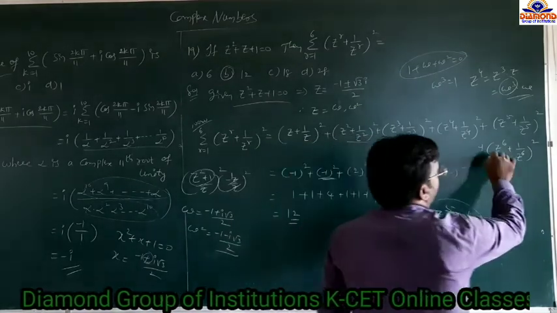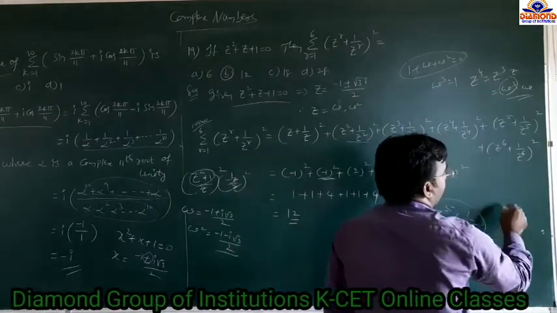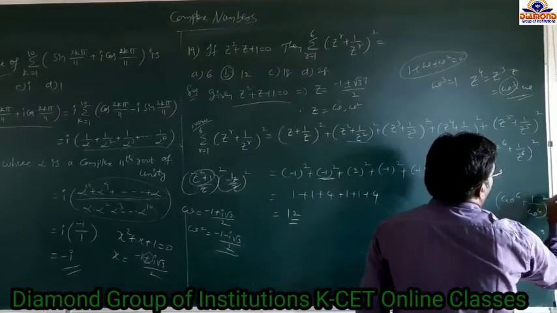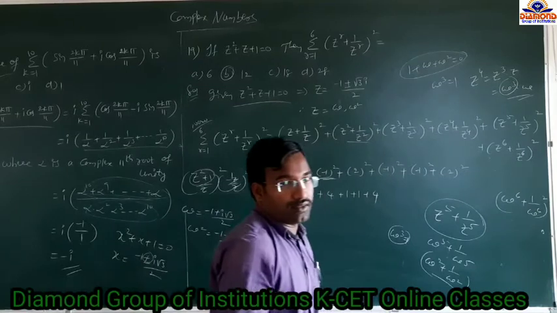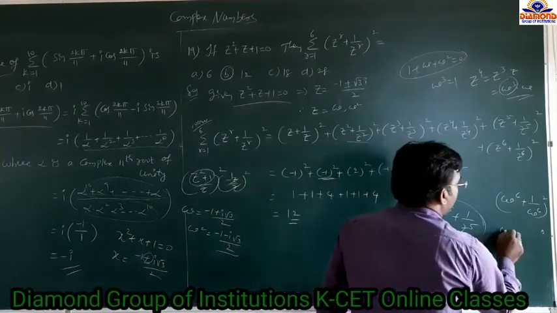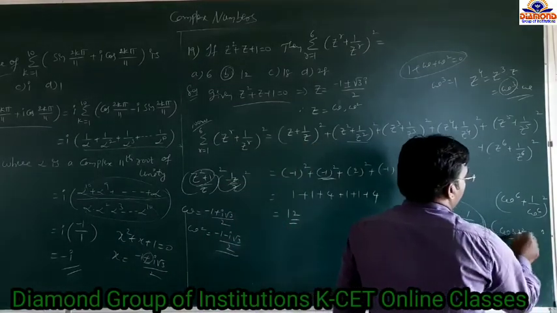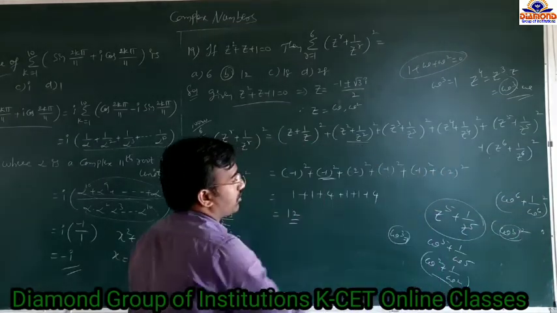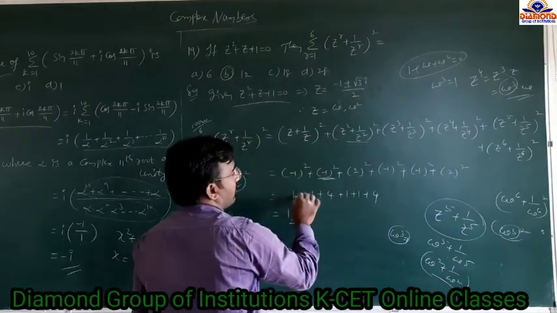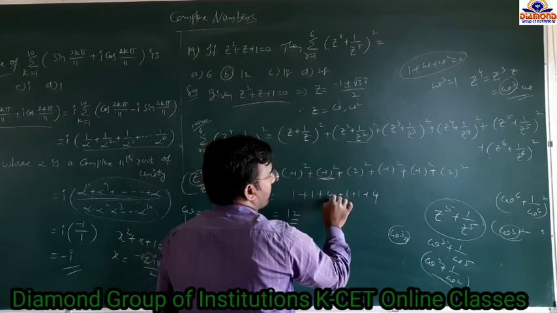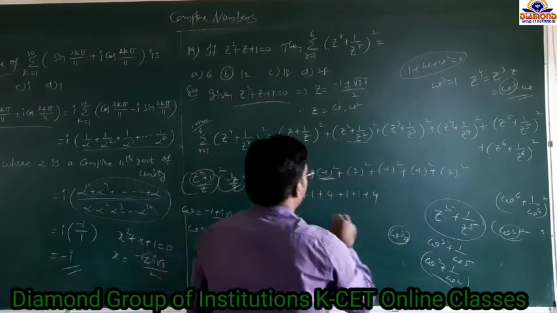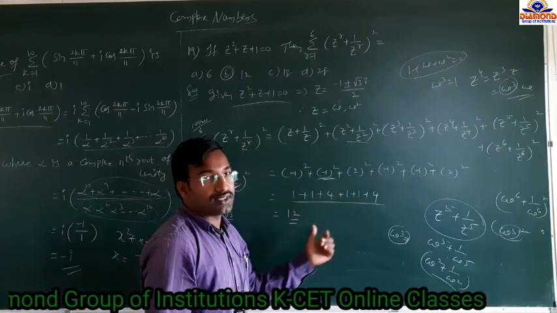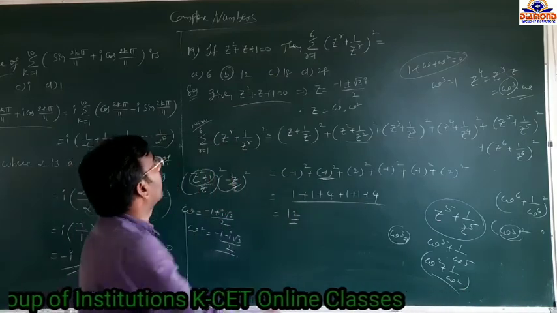Next, z power 6 plus 1 by z power 6 whole square. That is nothing but omega power 6 plus 1 by omega power 6 whole square. Omega cube is 1. So omega power 6 is nothing but omega cube whole square. So that's why 1 plus 1 by 1, that is nothing but 2. So 2 square. Minus 1 whole square is 1. This is also 1. This 2 square is 4. So 1, 1, 4, 1, 1, 4. What is the addition of this? So 6 plus 6 is 12. So option is B.